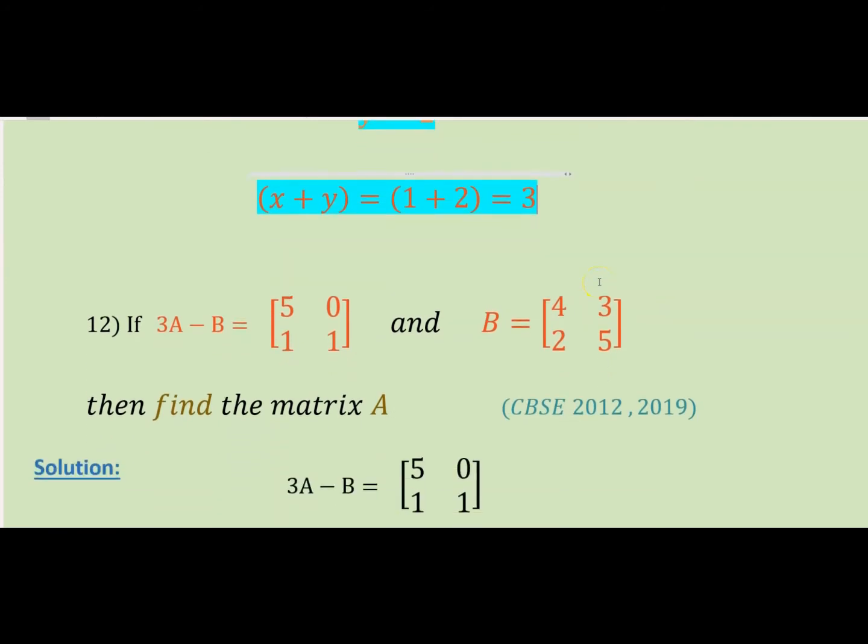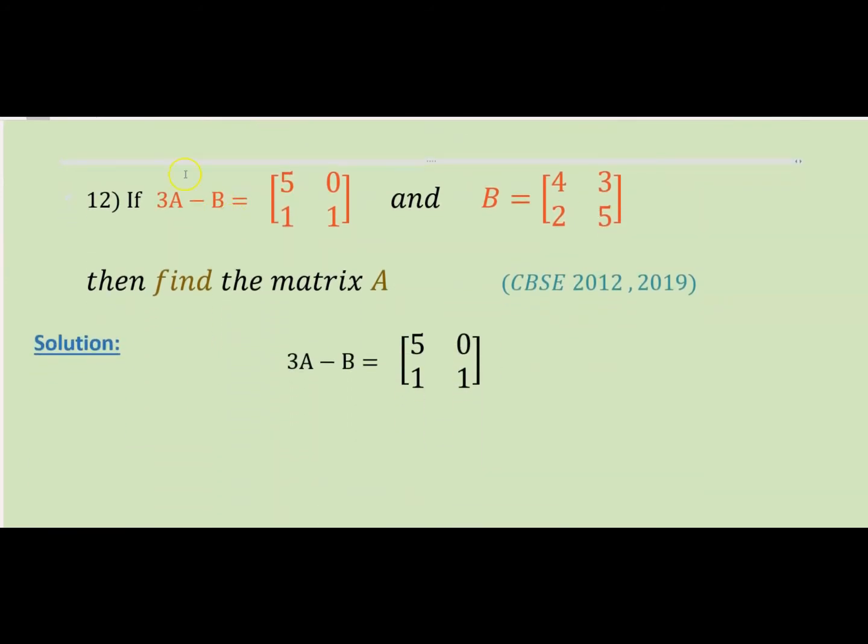Alright, so the next question is, if 3A minus B is equal to this matrix and B is equal to this matrix, then find the matrix A. Now two matrices are given to you. The first is 3A minus B is equal to this, and we can write this matrix as this one. Minus B, when it goes to the right-hand side, will be plus B, right?